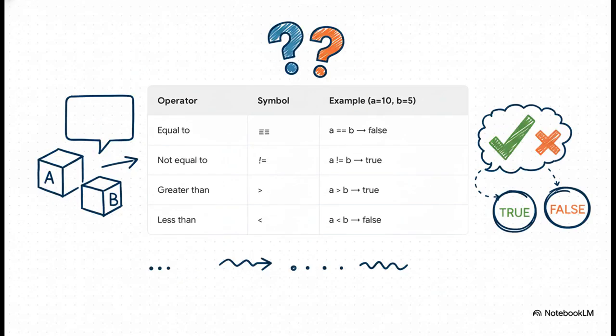And their job is dead simple. They compare two things. They ask questions like, hey, is A equal to B? Or is A greater than B? And the answer they give back is always just a simple true or false. This is literally how your code starts making decisions.